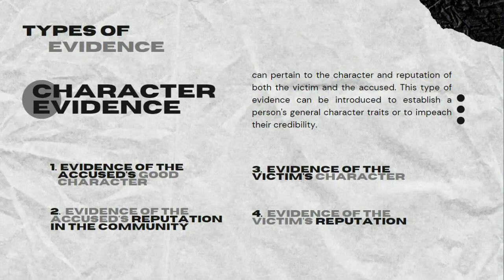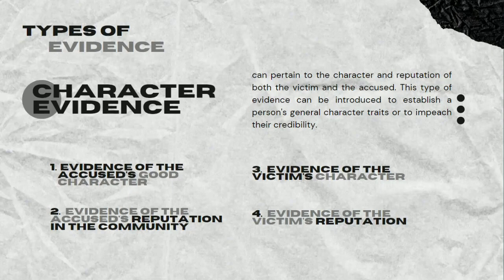We also have evidence of the victim's character. Example, in some cases, the defense may attempt to introduce evidence related to the victim's character, particularly if they believe it's relevant to the case. For instance, they might present evidence of the victim's history of making false accusations or engaging in dishonest behavior.